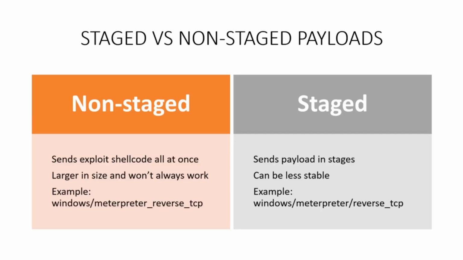It's okay if you're still a little bit confused on all of this. There are two main types of payloads that we need to pay attention to. There is what we call non-staged and what we call staged. Now, a non-staged payload sends the exploit shellcode all at once, where a staged payload sends it in stages. The non-staged payload is larger in size and it doesn't always work, where the staged payload can actually be less stable. So each has its con. And we have an example of it, and this is really what I want to point out, is we have this non-staged payload and we have a staged payload.